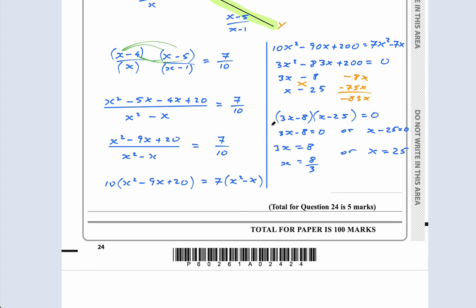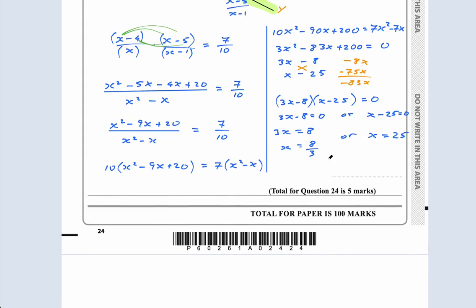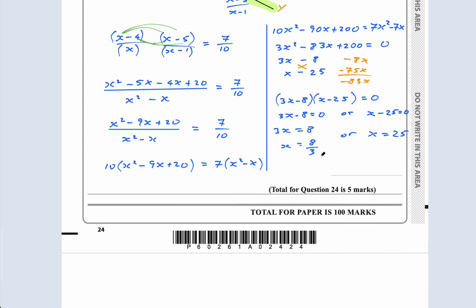Now, x is the number of marbles, remember at the start, it's the number of marbles in the box. Can you have 8 over 3 marbles? No. So it has to be this one. So you can write here, guys, if you want, reject this solution. So I actually put a line through it. I'm rejecting it because it must be a whole number. If they ask you to explain why, say because it has to be a whole number.